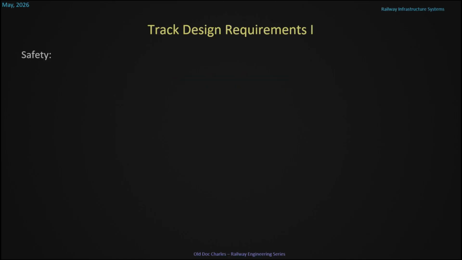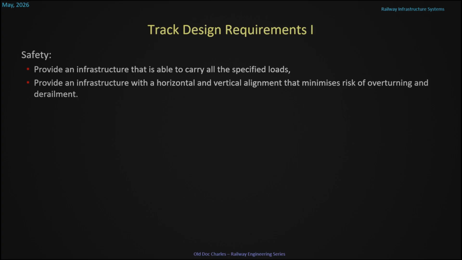And when we design track, we need to make sure that it's safe. So we need to provide an infrastructure that really can carry all the specified loads without damage or collapse or anything horrible like that. We need to provide an infrastructure that gives us a horizontal and vertical alignment that minimizes the risk of overturning and derailment and other bad things.